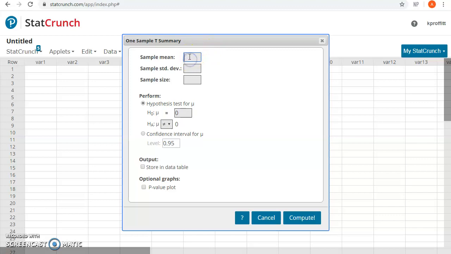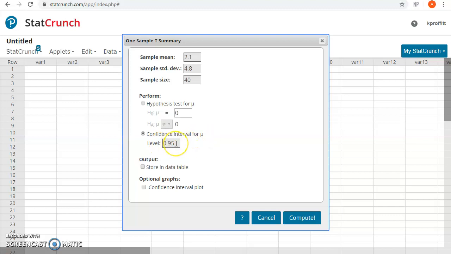The sample mean in our problem was 2.1 pounds. The sample standard deviation in our problem was 4.8. The sample size in this problem was 40. And we do not want to perform a hypothesis test, although this is what we're going to be doing in the next chapter. You want a confidence interval for the population mean.